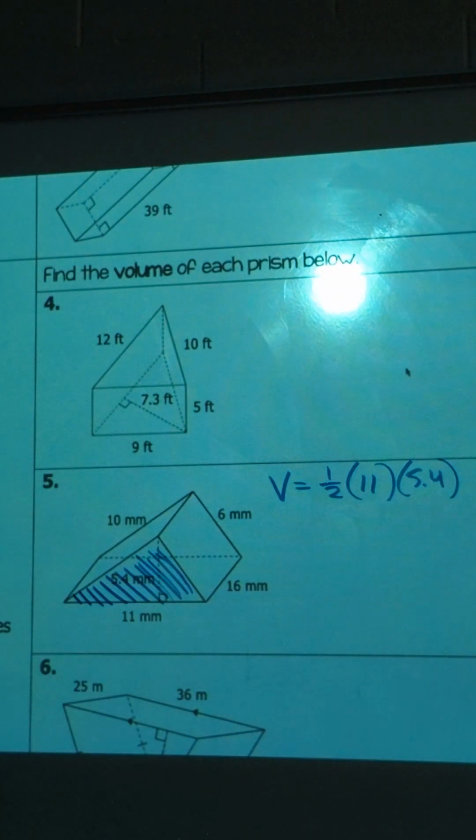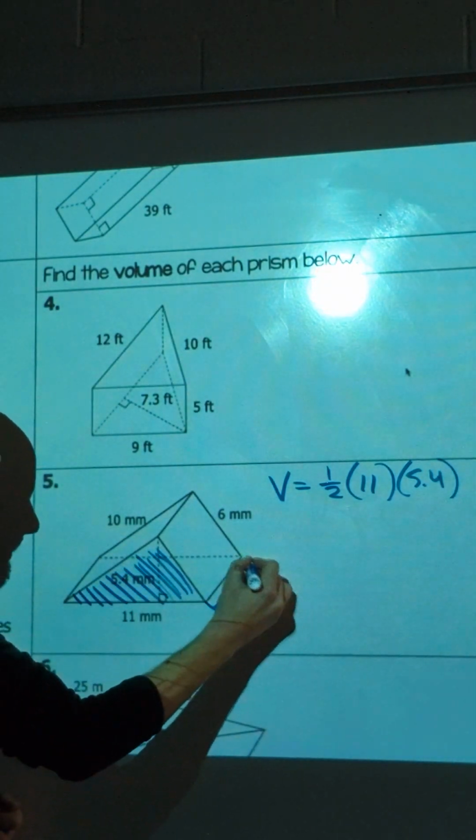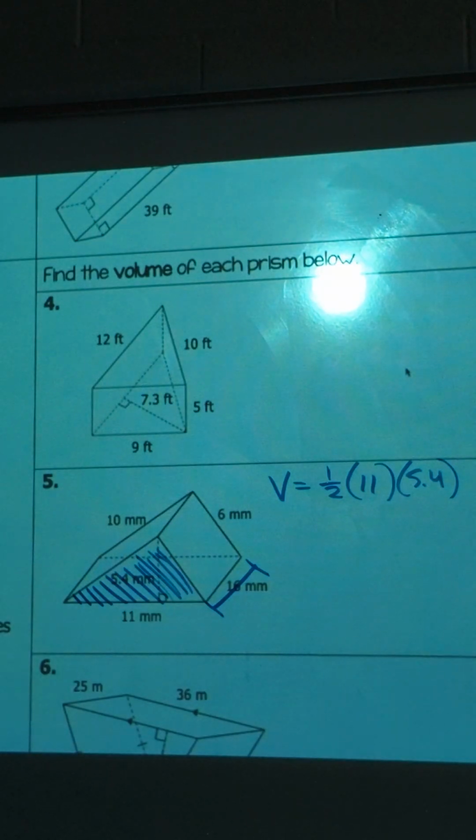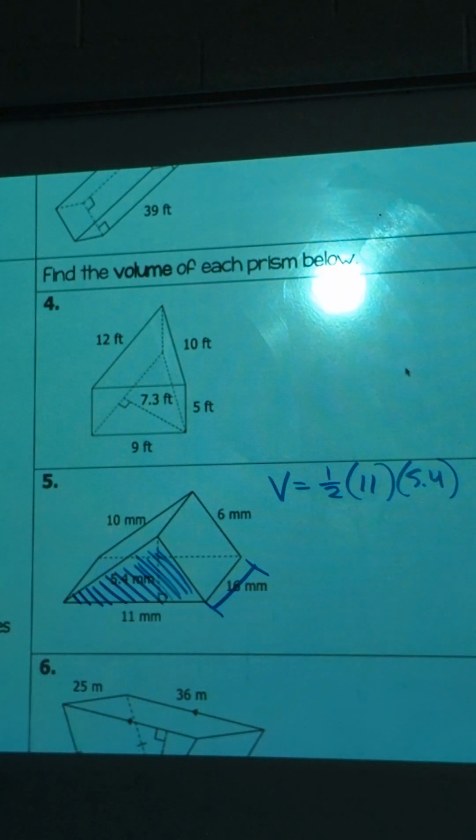And then the height is the distance between the bases. So imagine it's laid on its side. The height is actually the 16 here. Are you serious? I put my height as 6. No, because it just confused me. Does that make sense now? Like, imagine it as a triangular prism, but it's laid over.